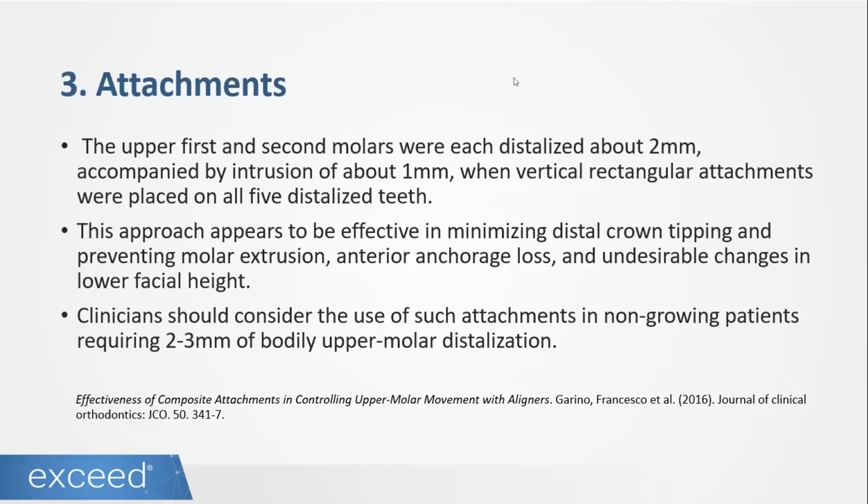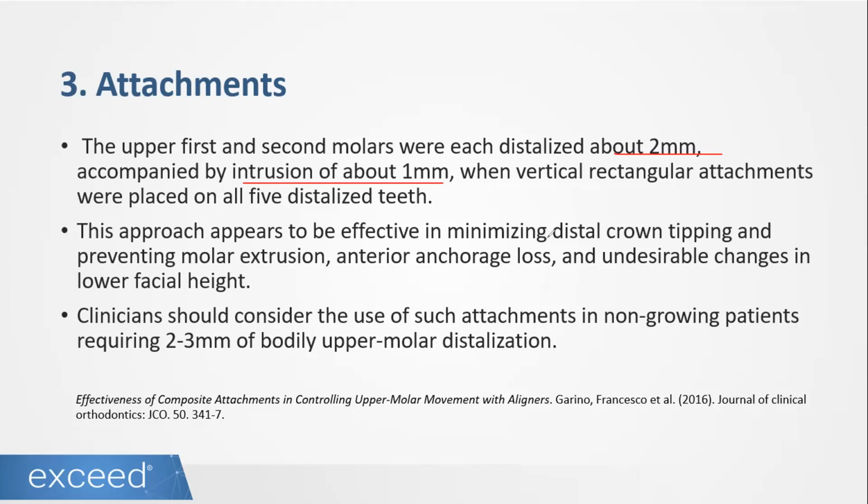So with attachments, in this study of Garino Francesco, what they saw is that they were able to get distalization of 2 millimeters with intrusion of 1 millimeter of posterior teeth in 5 distalized teeth, canine, premolars and molars. When they used those attachments, they got bodily movement, just the same as when you are using an appendix appliance or when you are using mini implants with braces. You were able to get full bodily movement.